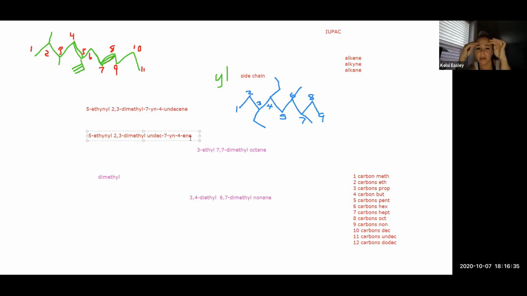Oh, I like that better. So this one, to me, is more aesthetically pleasing. And this one is like, what the hell am I looking at, right? And you will see both forms on chemical bottles, unfortunately.